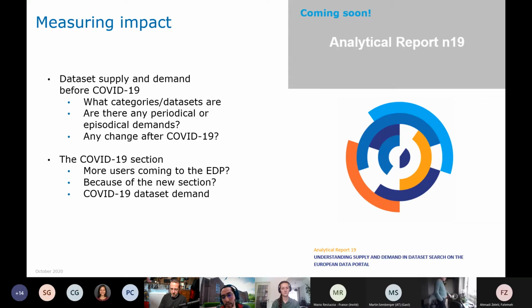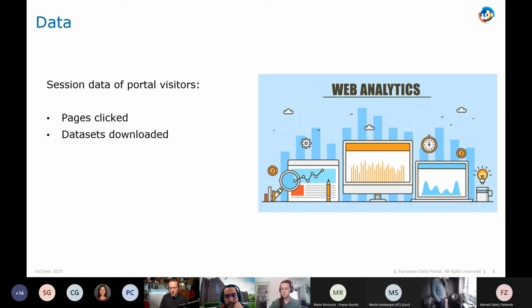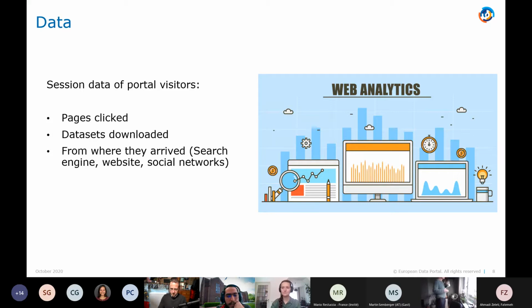So in the rest of this presentation, I will give you an overview of this report, a condensed view of what we found, and you will be able to get to the gory details from next week, hopefully. So the data that we used was web analytics data, which I see some other presenters have talked about, how they collected it in their portals. For us, it is a very useful tool to monitor what's happening in the portal. So we use the session data of the portal visitors. That means the pages they click, the datasets they download, and from where they arrive, if they arrive from a search engine, from a website, or from a social network.